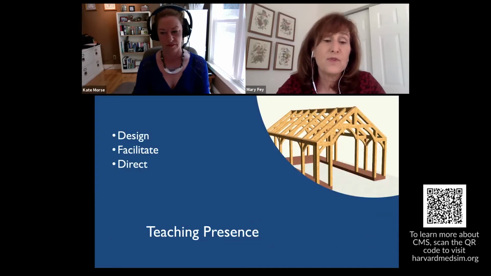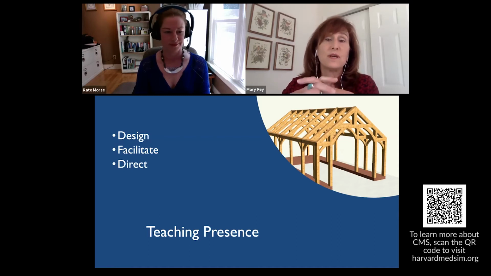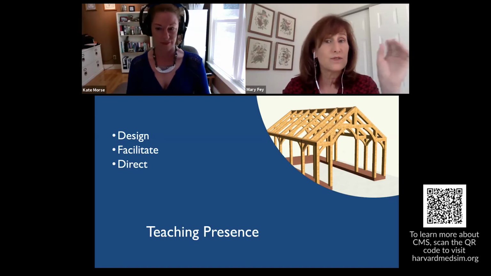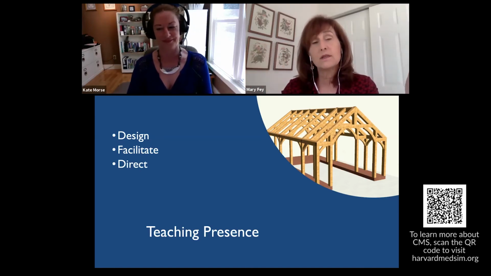And then the third type of presence is your teaching presence. And this is your ability as the facilitator of the learning experience, first of all, to design a comprehensive learning experience. So starting with your needs assessment and developing clear and measurable learning objectives. And then thinking about how you're going to facilitate this.